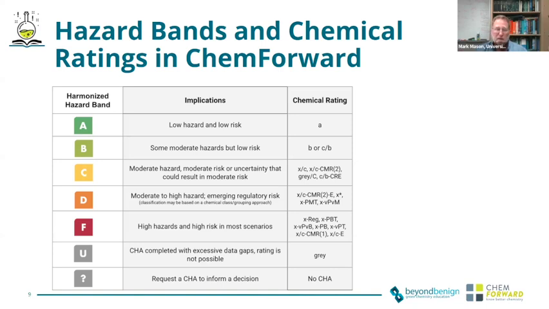And then U would be given to chemicals that have had a chemical hazard assessment that have excessive data gaps. And then if there's no chemical hazard assessment performed and very little data, the chemical is given a question mark. And the chemical rating off to the right column, if you have questions on how those hazard bands are determined, Gabby would be best suited to explain that.